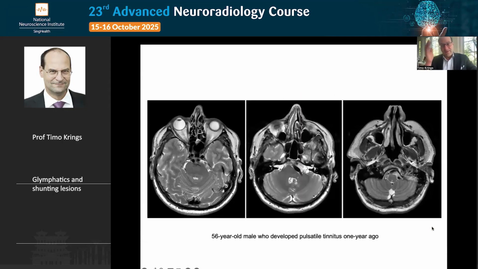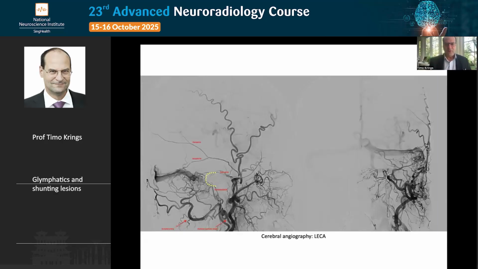But you may say, okay, this is a patient with transmedullary reflux. This patient only presented with tinnitus. There was no evidence for any form of cognitive impairment. We found this dural arteriovenous fistula. Because of the tinnitus, we decided to treat the patient.